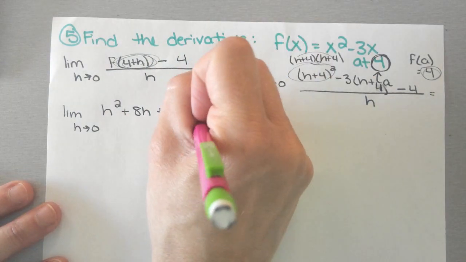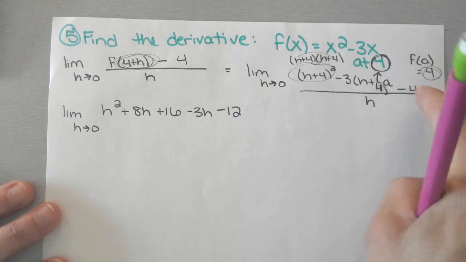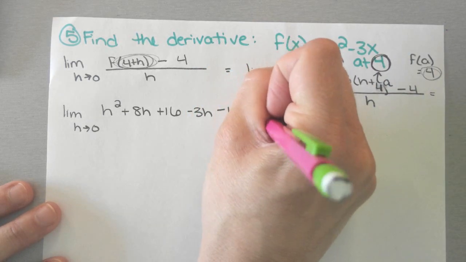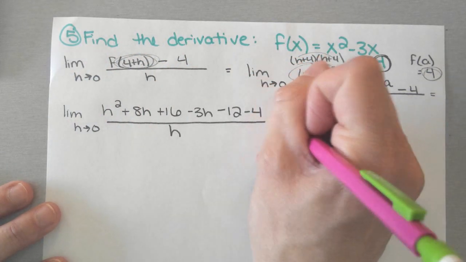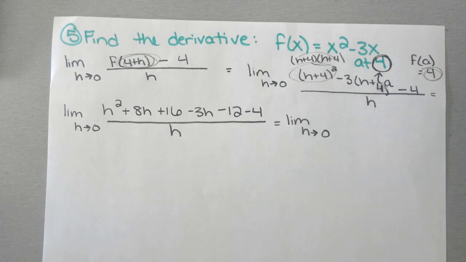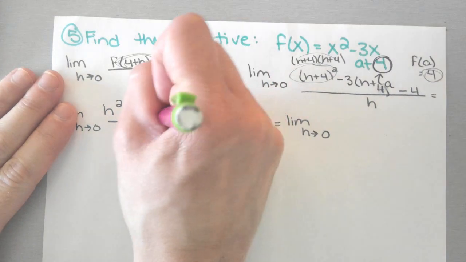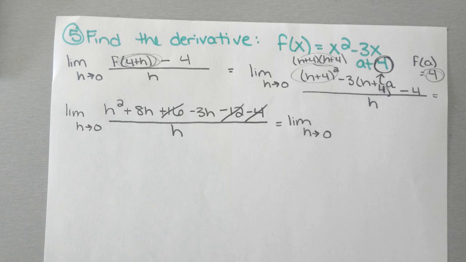Minus 3h minus 12, careful with your signs, minus 4. All over h. The limit as h approaches 0. We know some stuff should cancel, and if it doesn't, then maybe we did some math wrong and we have to go back and check. What can cancel? The 16 with what? Yeah, so 16 minus 12 minus 4 gives me 0.